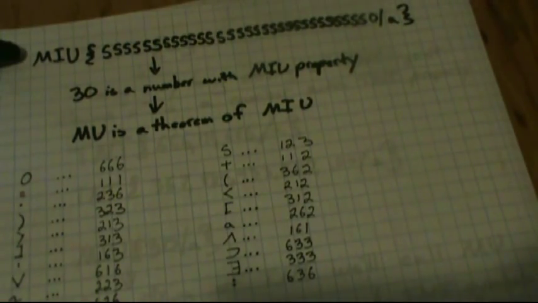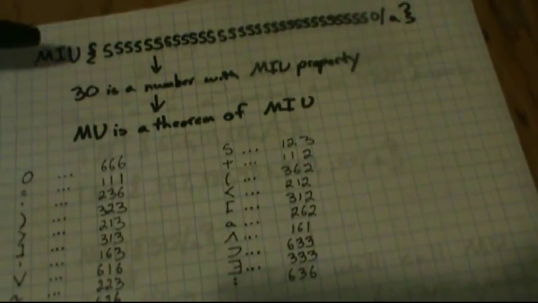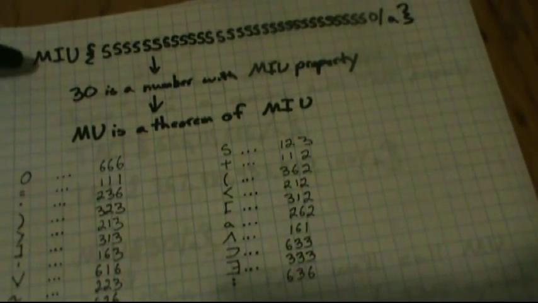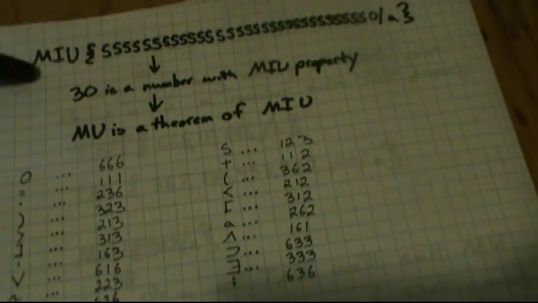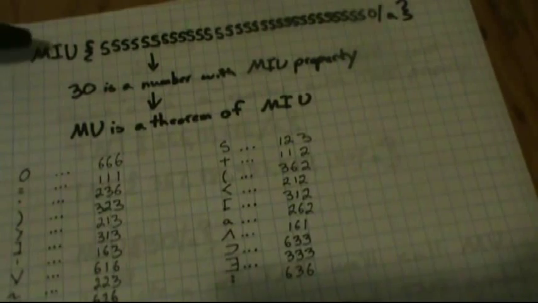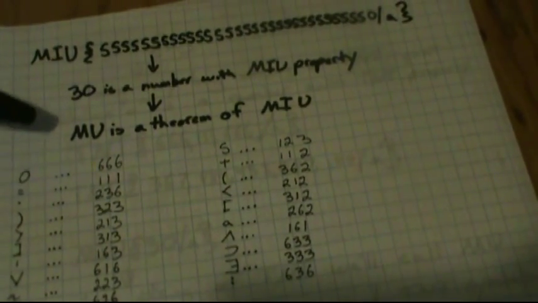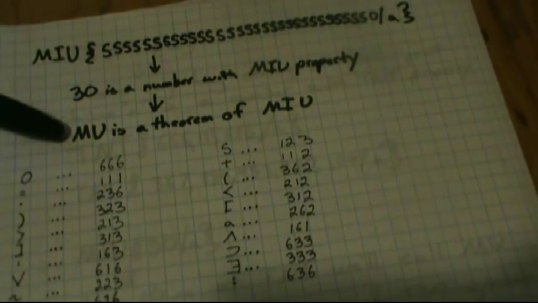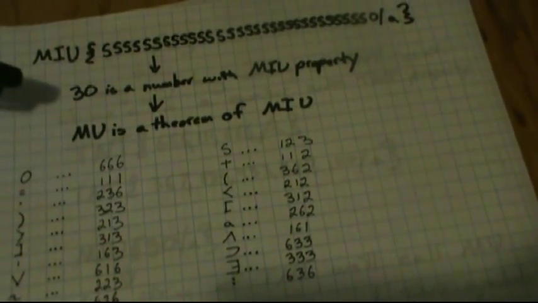If this turns out to be a theorem, and we're assuming correctly that every single true statement turns out to be a theorem, and every single not true statement turns out not to be a theorem, then this being a theorem means it is a true statement, which means 30 is a number with the MIU property, and MU is a theorem of the MIU system. Now wouldn't that just be an awesome use of TNT?